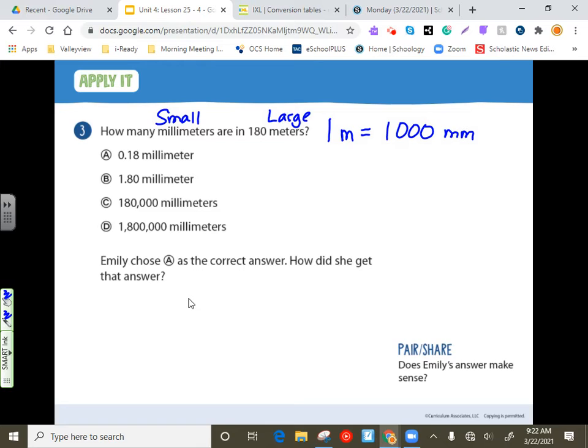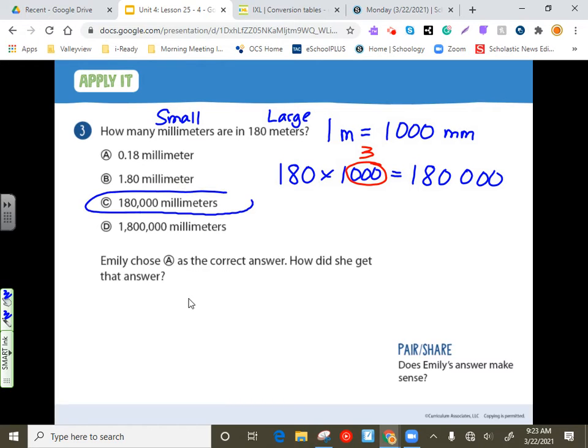So if we're converting from large to small, we're going to multiply. I take my 180 and multiply it by 1,000. That just means we are going to move our decimal point 3 places, which just means I'm going to add 3 zeros here to give me 180,000. And that's giving our answer right here.